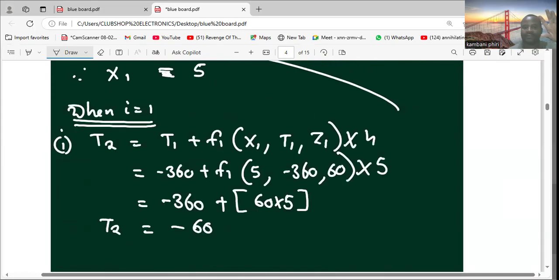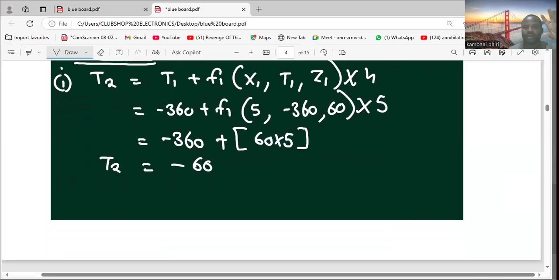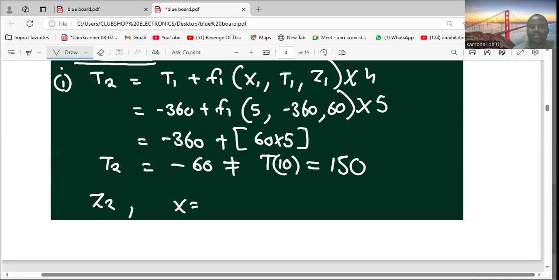All right? So this is not equal to t10, which is equal to 150. These are not the same. If you want, you can go on and get z2 and x2, which will be 10. But for me, this is sufficient because for the upper boundary, I've already discovered that it is negative 60 using z0 of negative 120, which is not equal to that. All right?